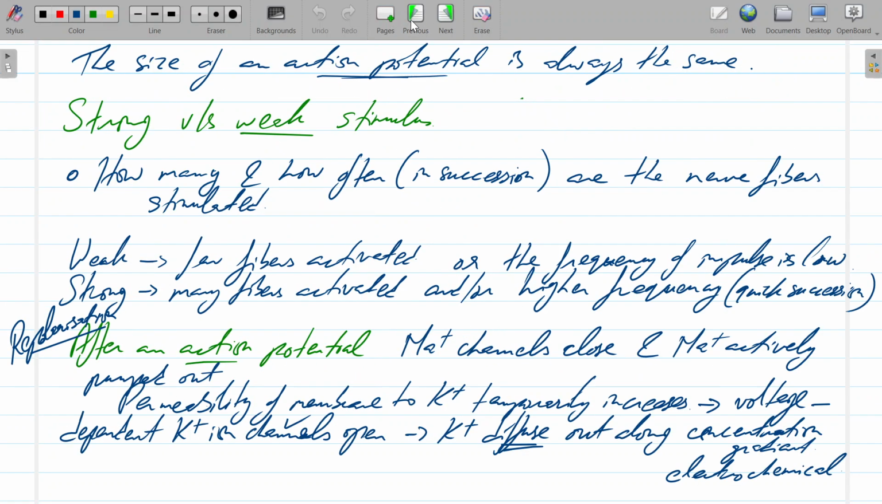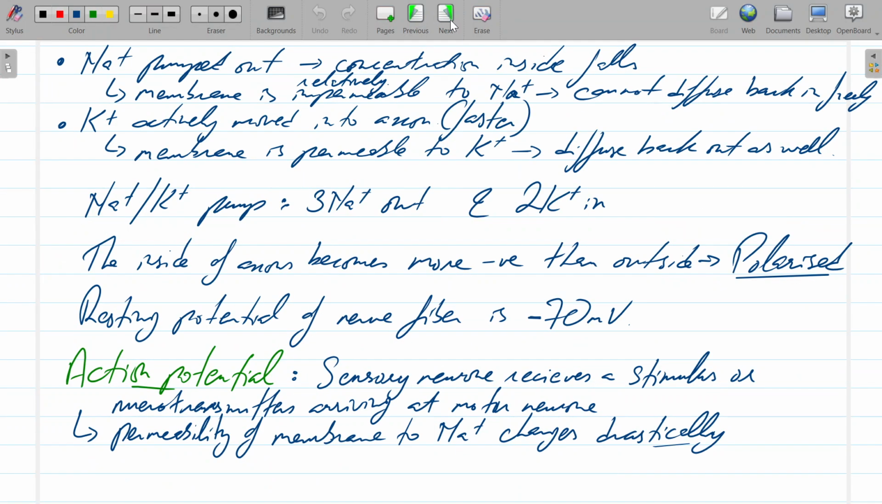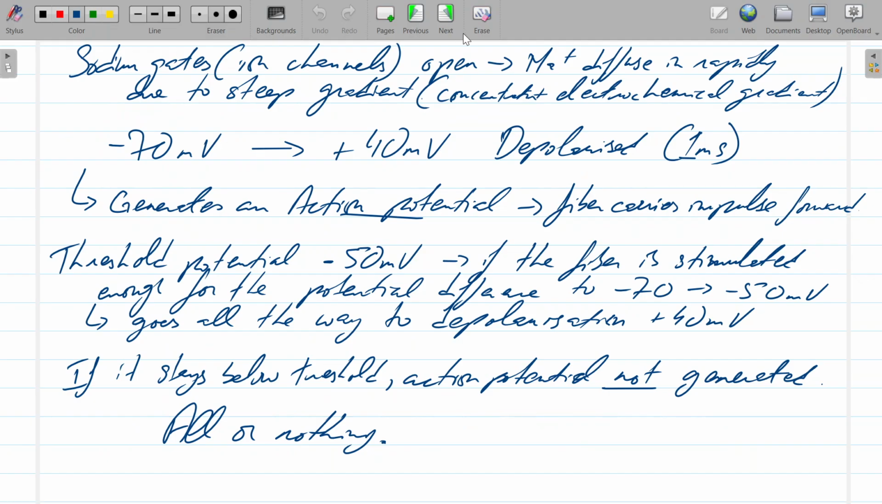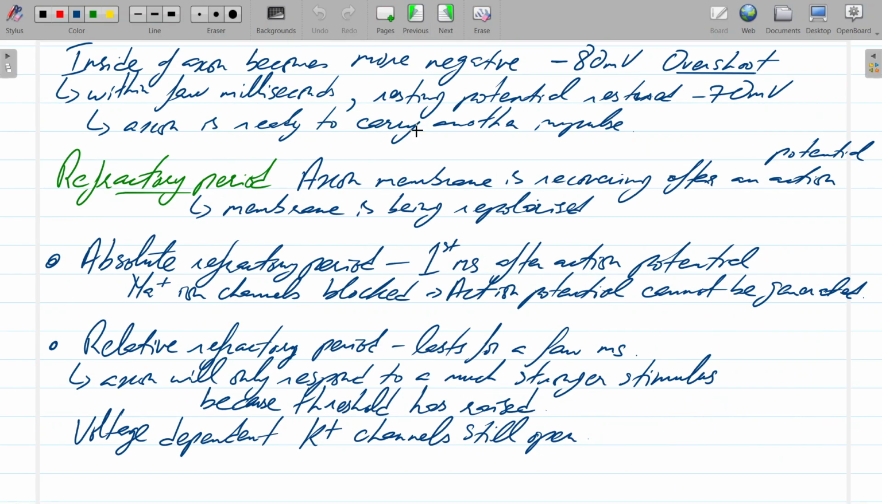The last class we talked about how the nervous system works in terms of how an action potential is generated, what's happening with the movement of ions, and then talking about the resting potential where nothing's happening in the nerve fiber, moving on to the generation of an action potential, that is the nerve impulse that is transmitted along the nerve fiber, how that happens, and then talking about what happens after that, so how the resting potential is recovered and the refractory period.